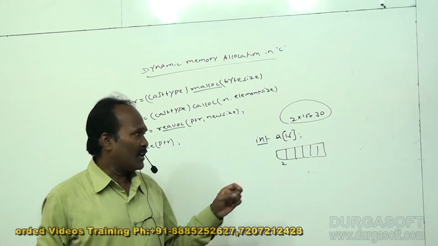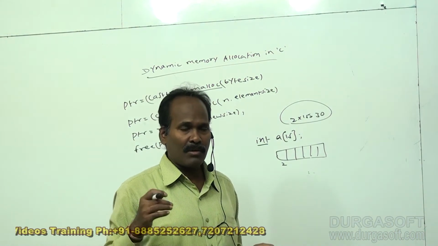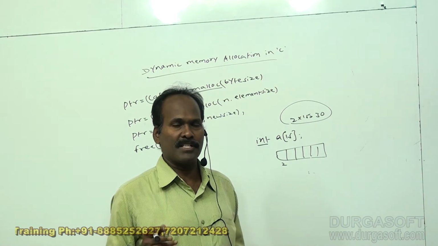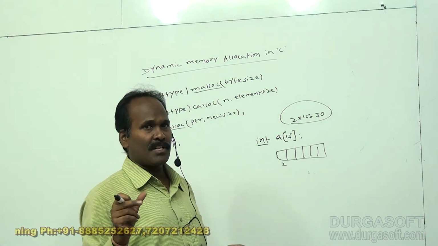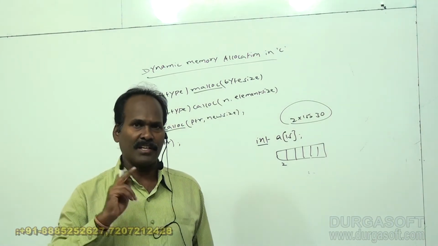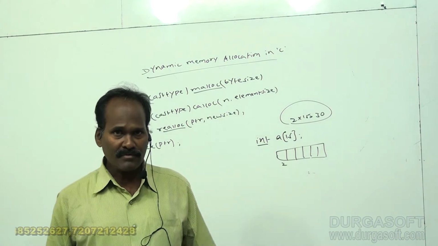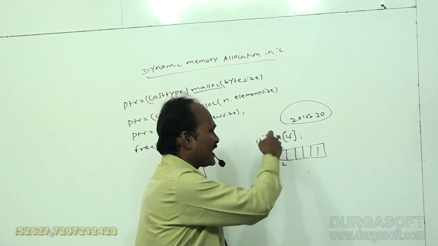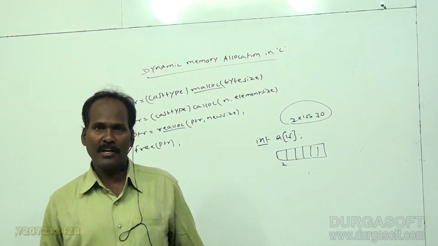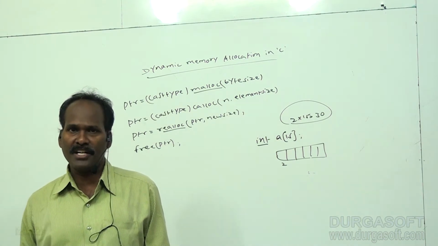Suppose after declaration of this array, I want to accommodate a few more elements. Is it possible? It is not possible. It is highly impossible because once the size is declared in static memory allocation, that is fixed. That cannot be altered at any cost. Suppose I want to increase, that is also not possible in static memory allocation, because once memory is allocated, that is fixed.